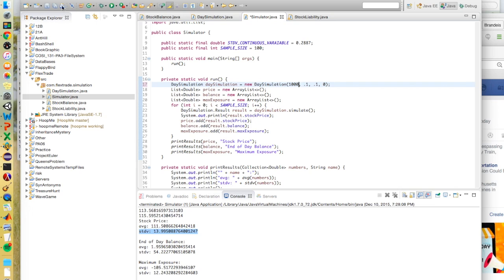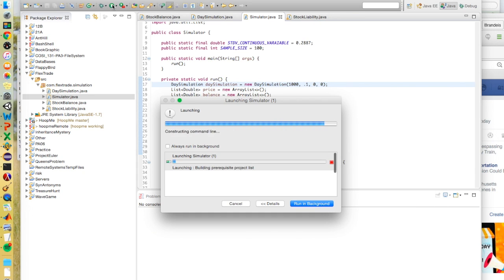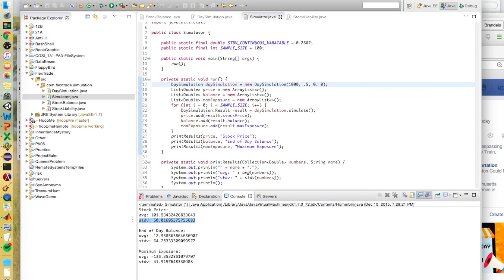I'm going to simulate 1,000 transactions a day, and let me just get rid of this. So here we see, I'm going to put this back to 0. Again, the standard deviation is 10%, so the average stock price at the end of the day is $100 with a standard deviation of 8. If we make the volatility 0.5, this is a very volatile stock, we can expect, again, the average is always going to be around 100, but this time the standard deviation goes back up.